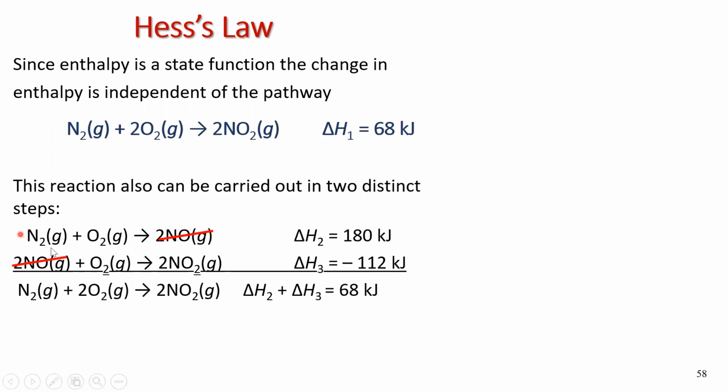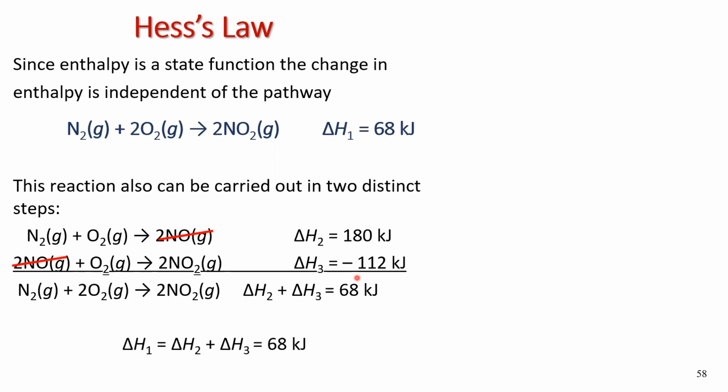So the nitrogen gas plus 2 oxygen gives us 2 nitrogen dioxide. I'm adding up these 2 reactions, canceling out what was produced in the first step and what was consumed in the second step. The energy is the sum of the individual steps. Now, look at the energy for the reaction if it goes in 1 step versus the energy that's required in order for us to carry out this reaction in 2 steps.